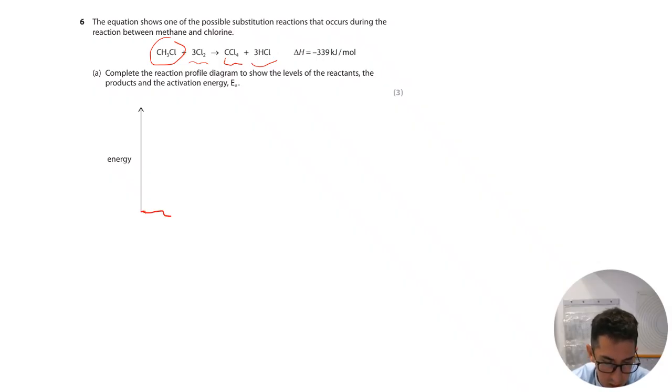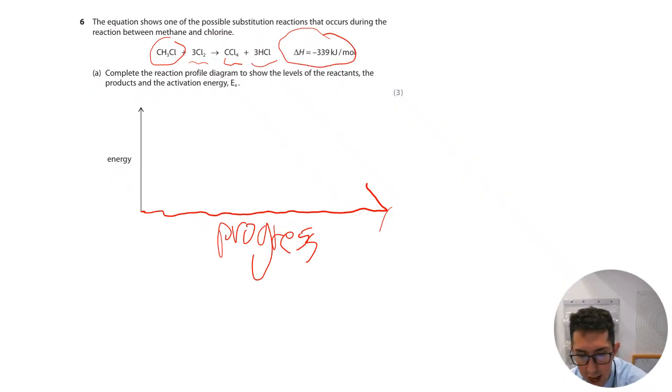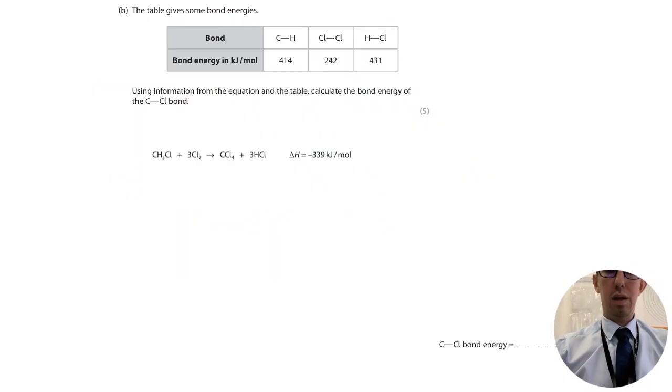Okay, so on our x-axis, this is progress of reaction, or coordination, as we call it in IB, progress. And basically, can you see how this says delta H equals negative? Okay, so we've got to work out the bond energy for the C-Cl bond.